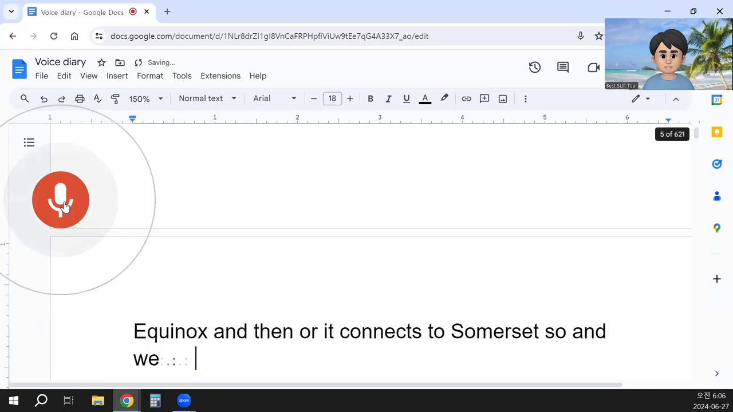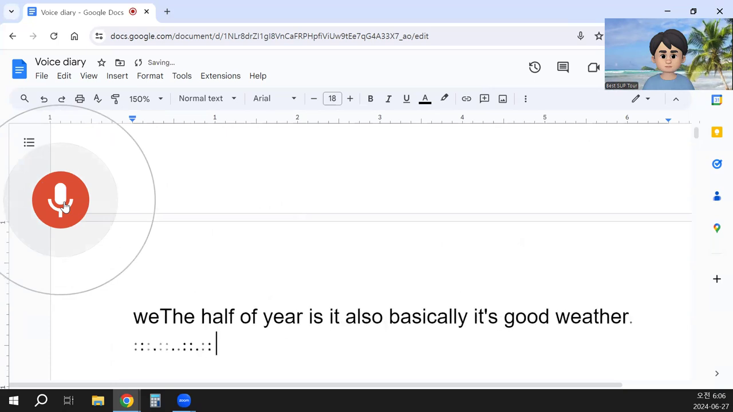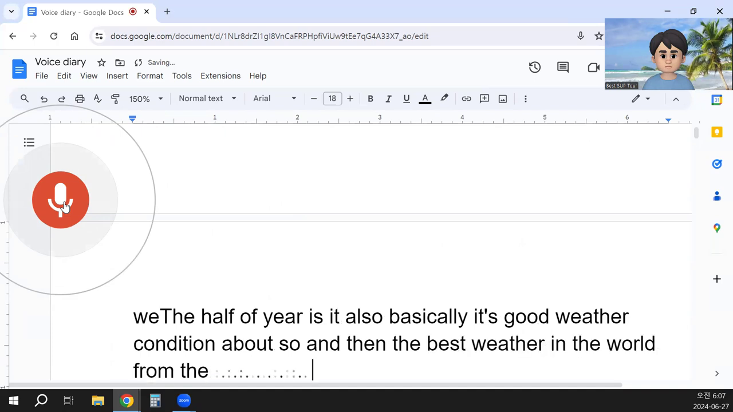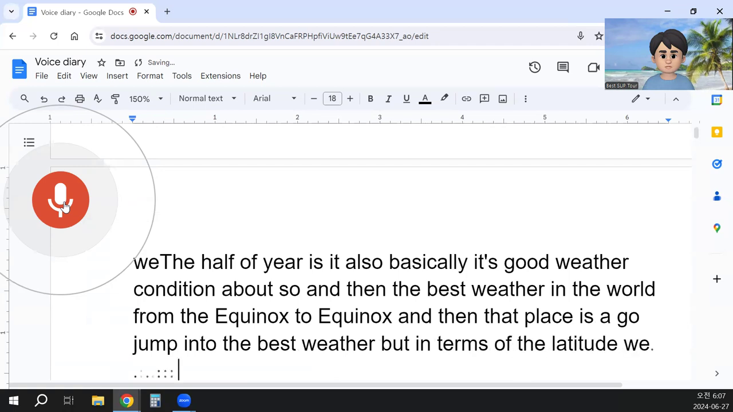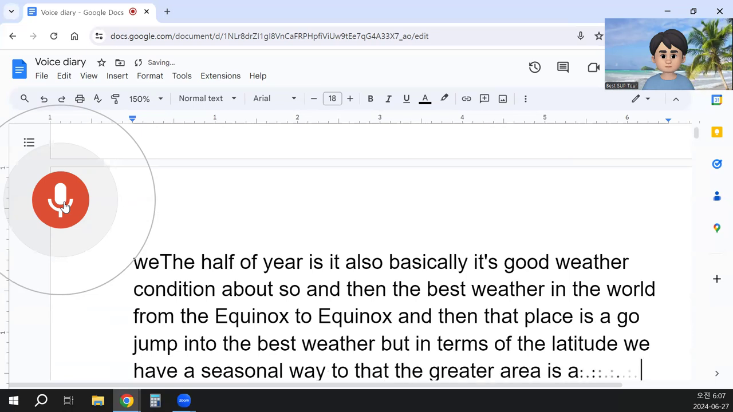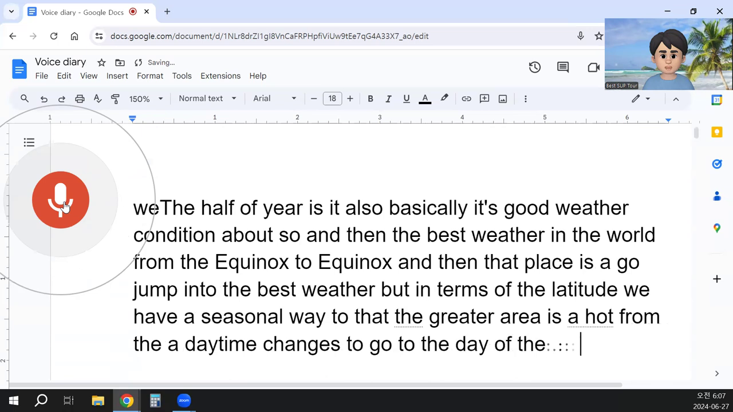The half of the year is basically good weather condition. So the best weather in the world is from equinox to equinox, and the price jumps with the best weather. But in terms of latitude, we have a seasonal way to look at that. The equator area is quite far from daytime changes, because the tropical area is not affected by daytime change.